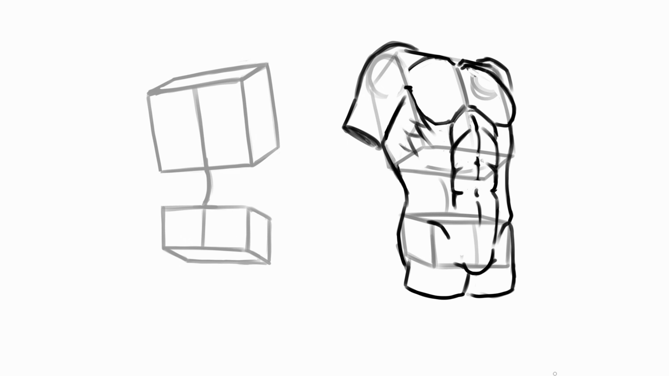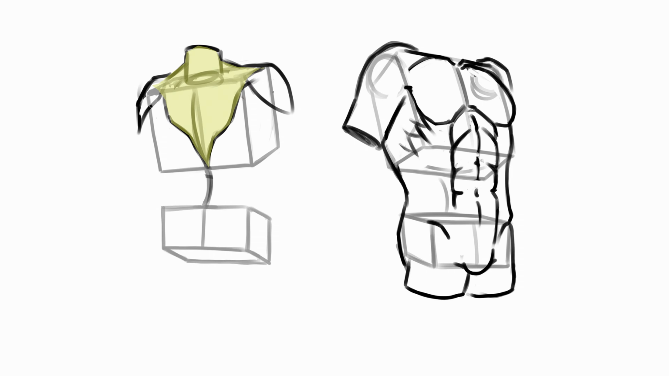Let's have a look at the back. We again start with the structure and layer volume on top. The trapezius spans from the shoulders down toward the middle of the spine. It sits across the top plane of the ribcage and helps define the slope from neck to shoulder. Below that, the latissimus dorsi hangs from the side of the ribcage and flows into the lower back.